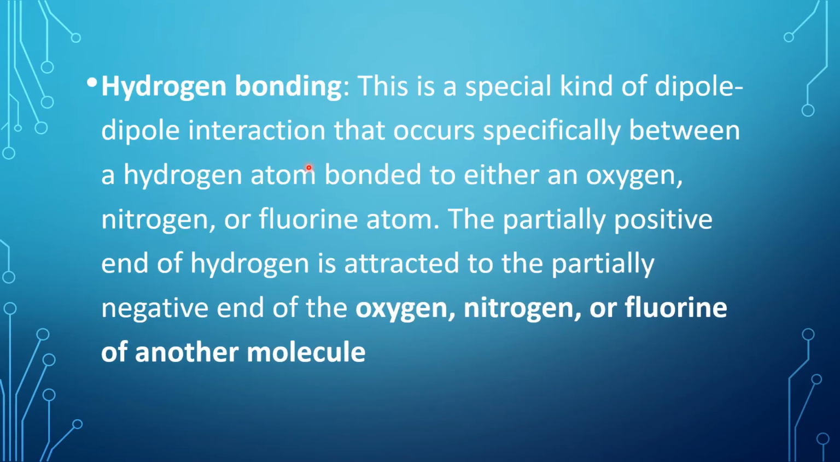So, next, hydrogen bonding. What is the difference of hydrogen bonding if hydrogen bonding is also a part of dipole-dipole interaction? So, hydrogen bonding is one special kind of dipole-dipole interaction that is exclusive to the hydrogen atom bonded to either oxygen, nitrogen, or fluorine. So, if you see a compound with hydrogen bonded to nitrogen, fluorine, or oxygen, automatically it is under hydrogen bonding.